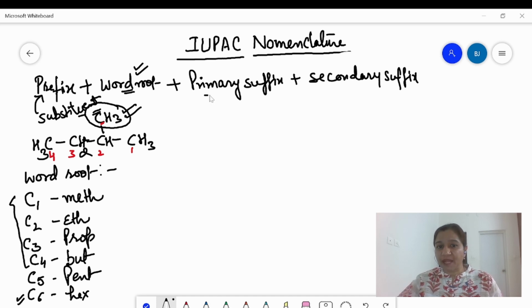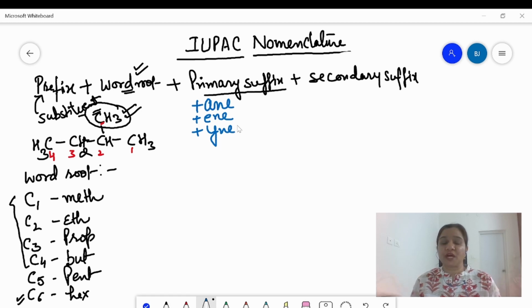Now what is primary suffix? For a primary suffix, you need to check how the carbons in the carbon chain are connected to each other. If all the carbons are connected with single bonds, we use the primary suffix "-ane". If you have 2 carbon atoms connected through a double bond, we use the primary suffix "-ene", and if there is a triple bond between 2 carbon atoms, then we will use the primary suffix "-yne".